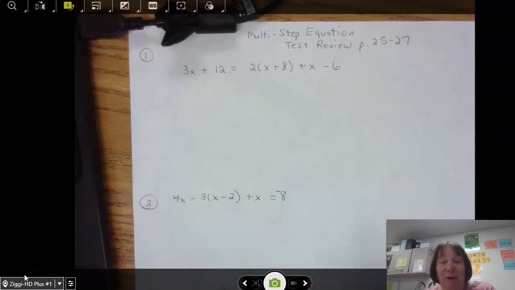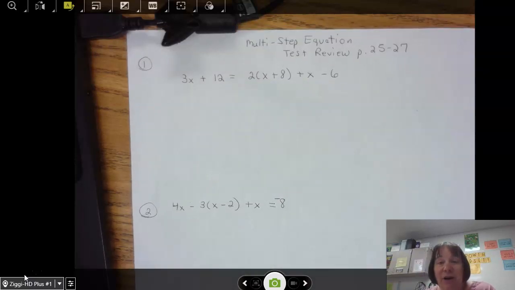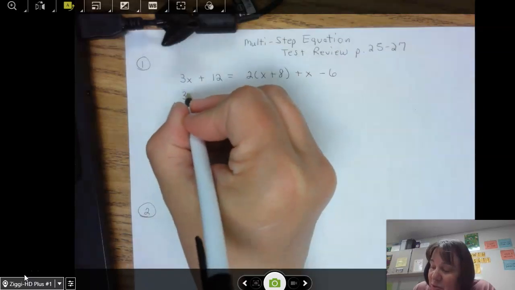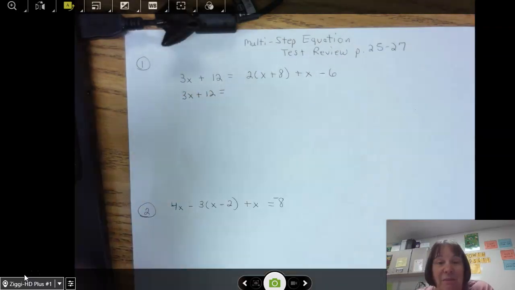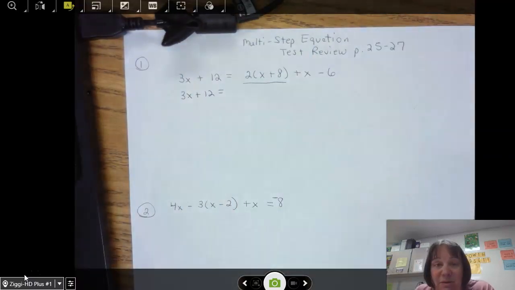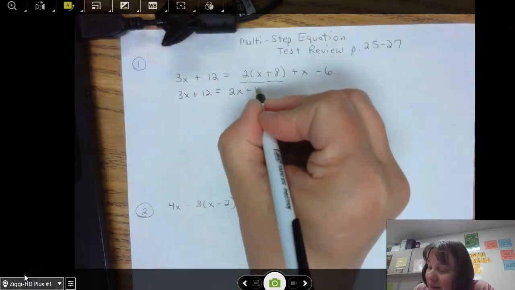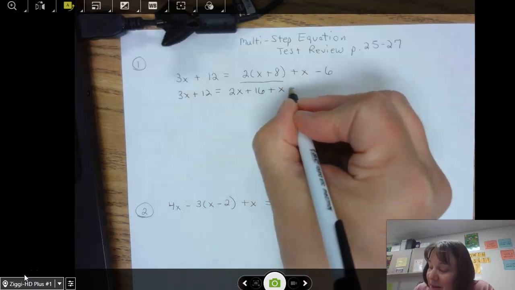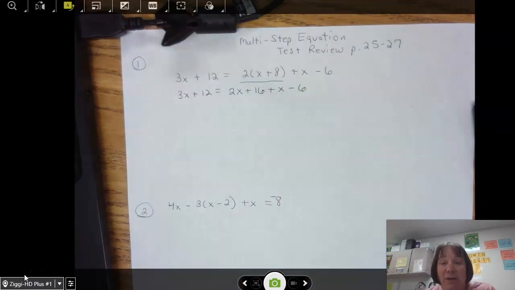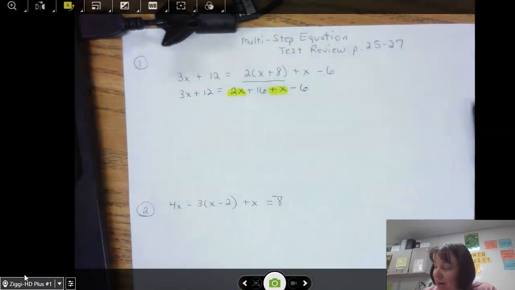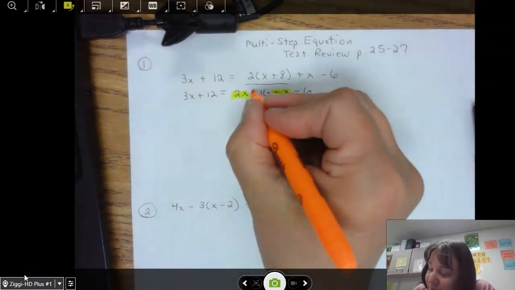So on number 1, I want to make sure that we are showing work. So remember, either we are rearranging to put like terms together, or we can highlight once we get them. So let's look at number 1. We have 3x plus 12. There's nothing to combine on the left. But when we get to the right, we have the distributive property. So we need to go ahead and do that. We would have 2 times x is 2x, 2 times 8 is 16. Then I still have plus x minus 6. So there are 4 terms on the right. The x's are like terms. And then your constants would be your other terms.